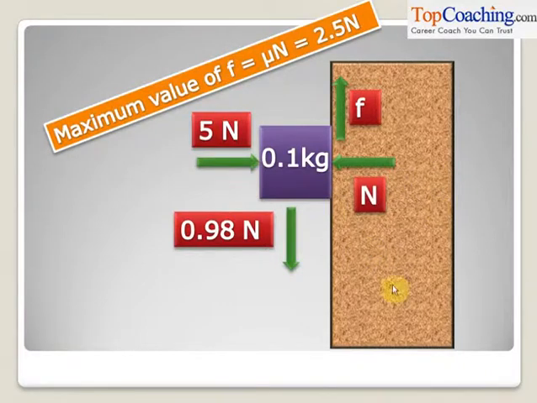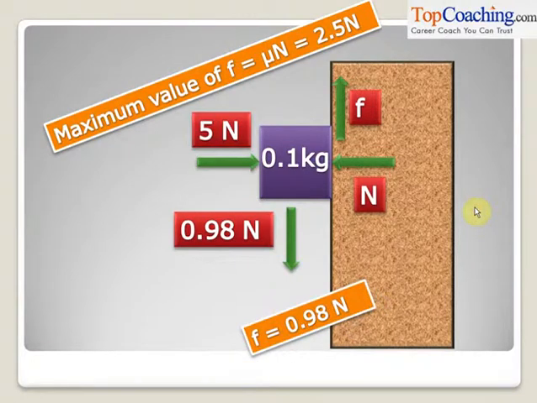Maximum value of friction is mu N, and N is 5 Newton. So the maximum value of friction is 5 into 0.5, that is 2.5 Newton, isn't it? So the friction force can be equal to 0.98 Newton, which is less than 2.5 Newton. So the value of friction force acting on this block is 0.98 Newton. Note that the value of friction force here is not mu N. It is not 2.5 Newton. It is less than 2.5 Newton.